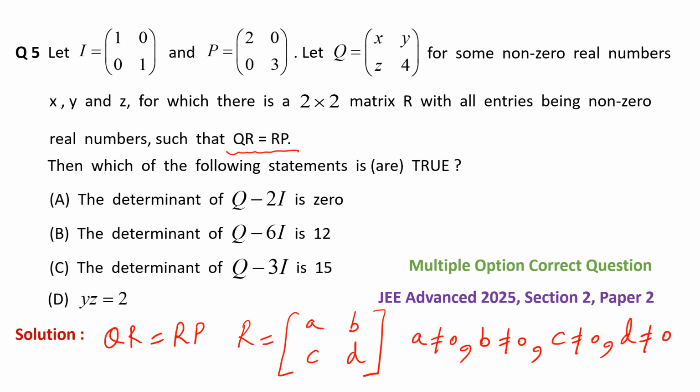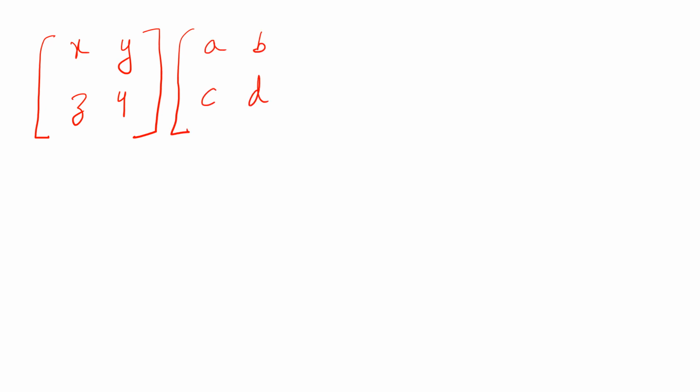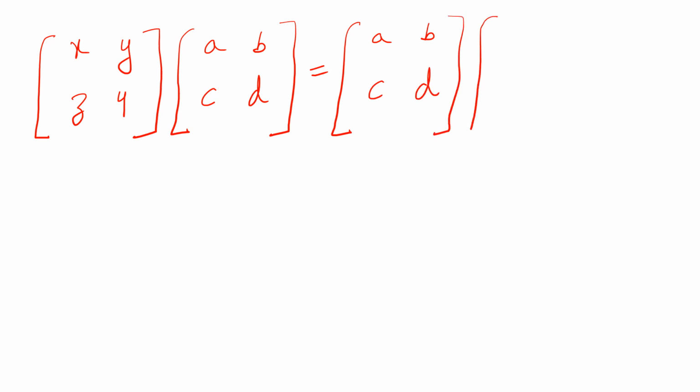Now students, we move further. Since QR is equal to RP, we will find the product of these matrices. The matrix Q is x and y in the first row and z and 4 in the second row. Matrix R has A and B in the first row and C and D in the second row. And the matrix P has the elements 2 and 0 in the first row and 0 and 3 in the second row. Now students, by using the row by column method, we will find the product of these matrices on both sides of the equation.